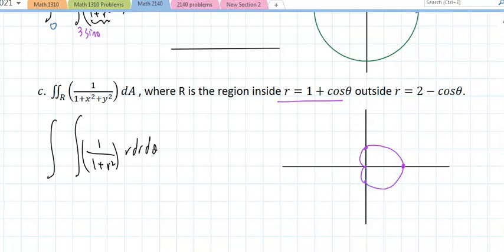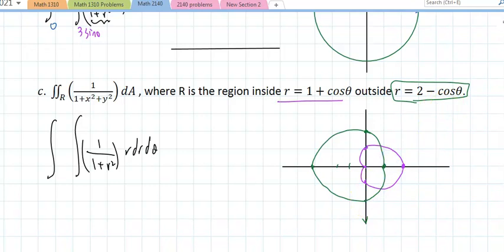And I know what this graph looks like. At 0, I am at 1. At pi over 2, I am at 2. At pi, I am at 3. At 3 pi over 2, I am back at 2. And at 2 pi, I am at 1.